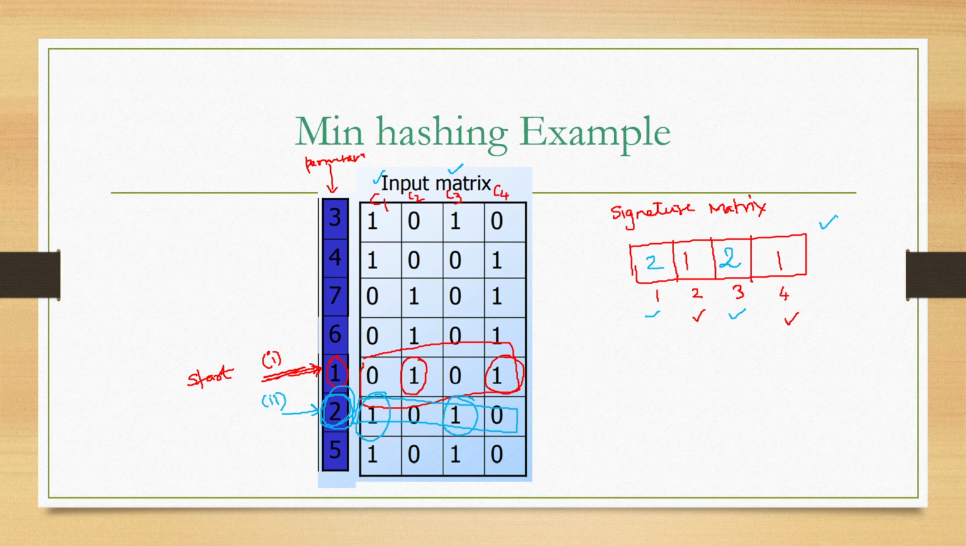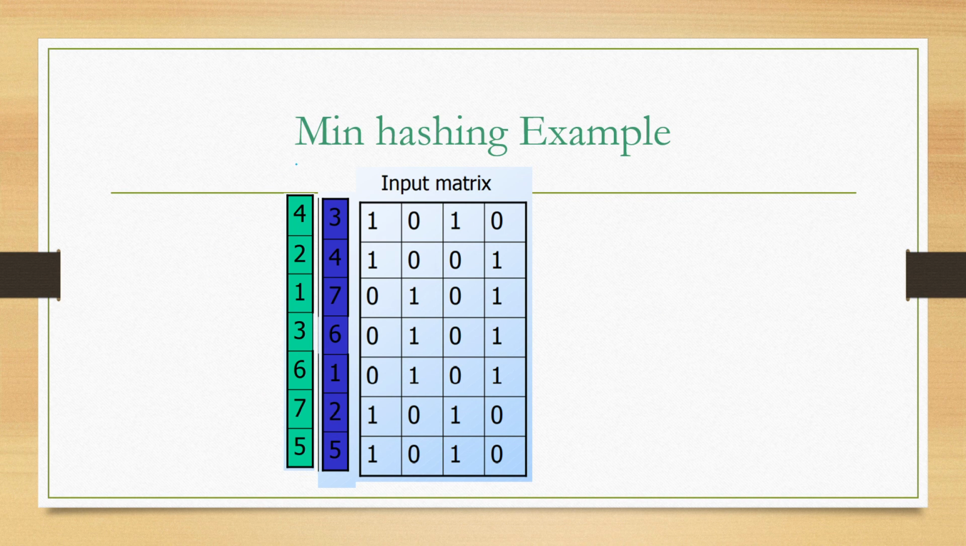Now let us apply another permutation and obtain a new signature, and we keep this input matrix the same. As we said, we can apply many hash functions to get a better signature. So we'll apply many permutations to get a good signature. Let us consider this as the second permutation. Where will we start from? We start from this row since 1 is present here. So this is 1, and we start from here.